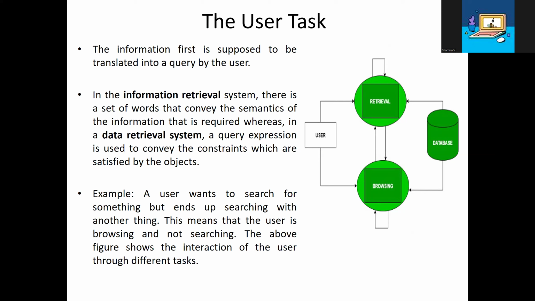How does this happen in browsing? If the user is not searching properly, we interact with the user through different tasks. So what else are we doing in browsing? We search with a query, we retrieve from the database, and check whether it is relevant or not. Like that, we get feedback. If it is relevant data, we take it up. If it is not relevant, we refine the query and search the database again.